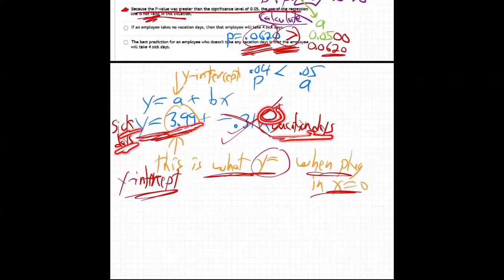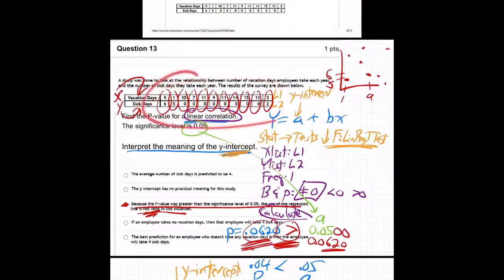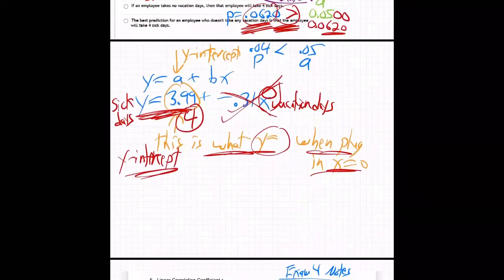And that's about 4. 3.99 is about 4, isn't it? That would tell us that if a person takes 0 vacation days, and that would mean in this data set, the employees at this company, for an employee that has 0 vacation days, right? X is 0. Then this part drops off. Y will just equal 3.99 or about 4 sick days.